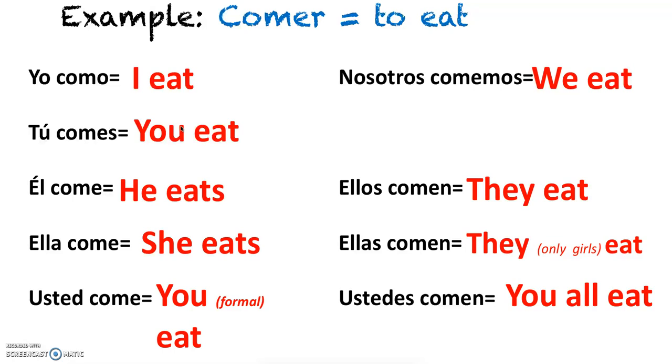nosotros comemos, we eat, ellos comen, they eat, ellas comen, they, only girls, eat, and ustedes comen is you all eat. So again, same structure as the AR, except we changed our A's to E's, and now we can conjugate an ER verb. If you remember the song from the AR verb endings, you simply change the A to an E.